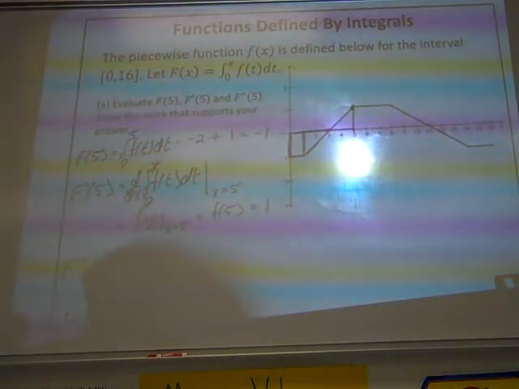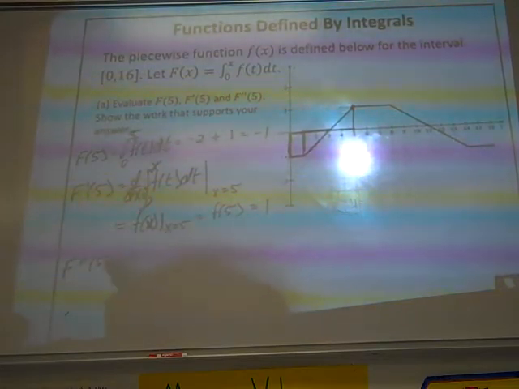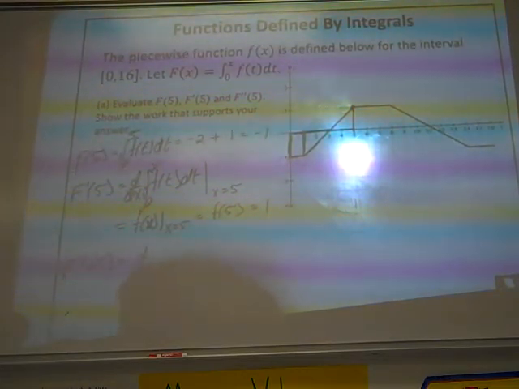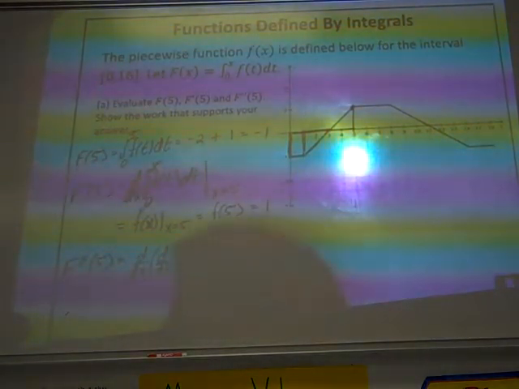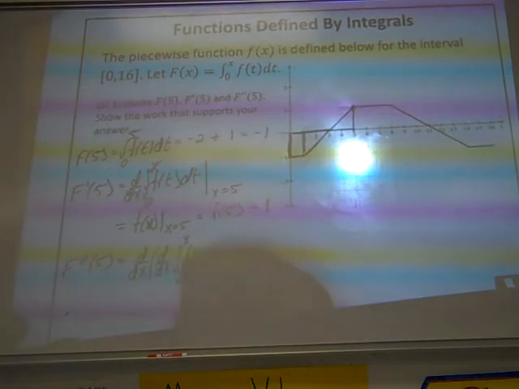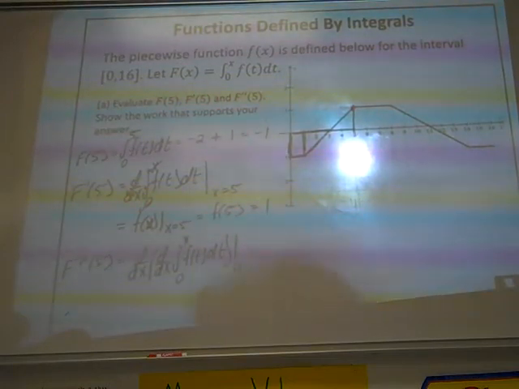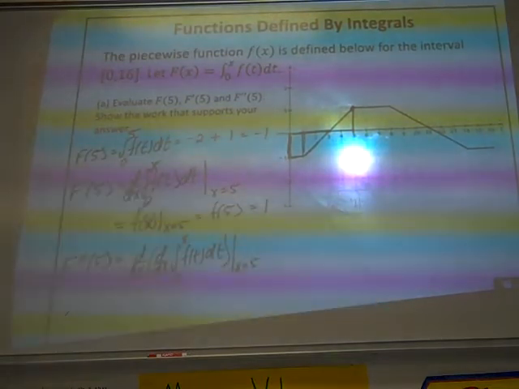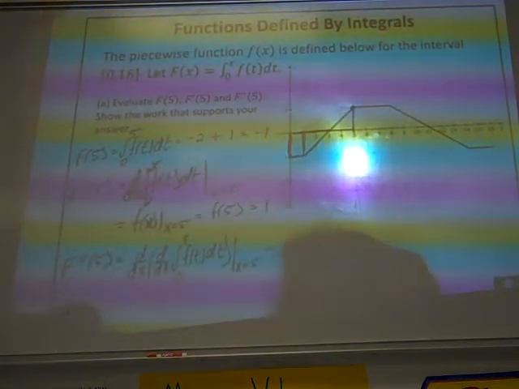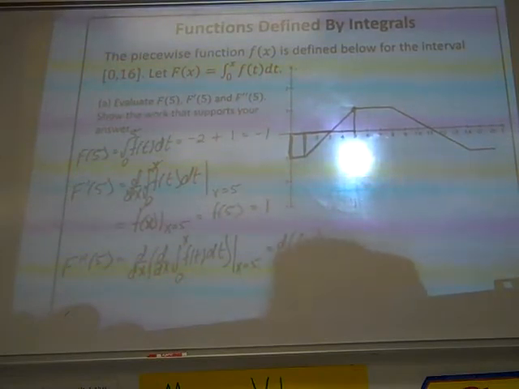Big F double prime of 5. Well, let's see. We've done this before. I want two derivatives. So that is a derivative of a function which is defined by an integral of another function. And then I'm going to plug in x equals 5. We know this part here in the middle, the derivative of the integral of a function, is just f of x. That's the piece in the middle. Then I'm supposed to take a derivative.